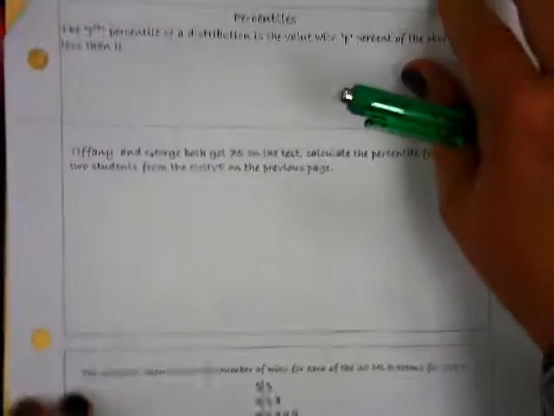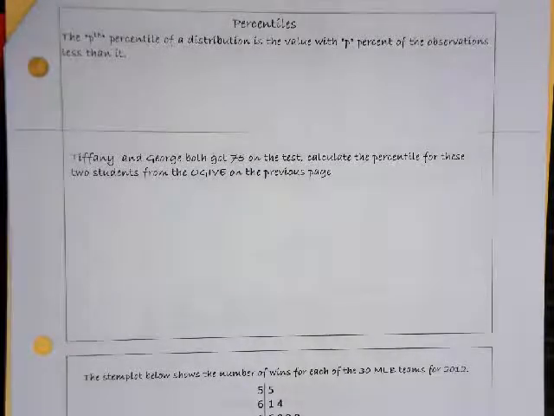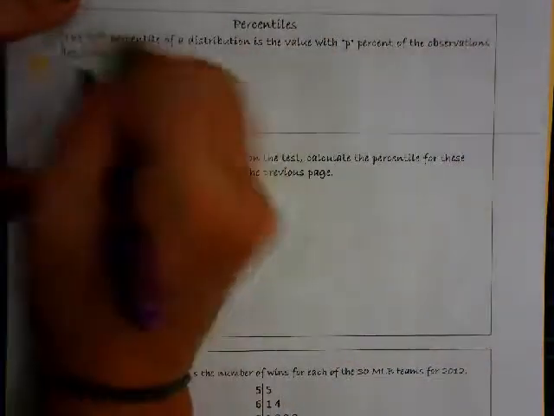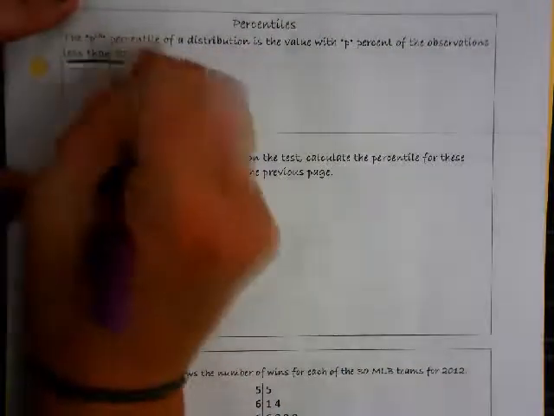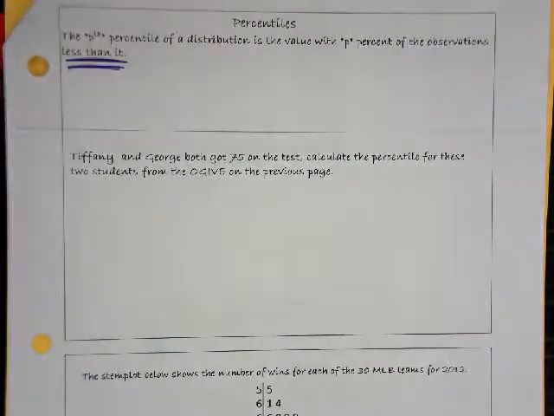I'm trying to think of other ones, but I can't. So just a little more information about percentiles. The p-th percentile of a distribution is the value with p% of the observations less than it. That is the key there. So if we have a score like Luke's at the 80th percentile, 80% of the scores were less than his. We don't include his when we are doing the percentile.